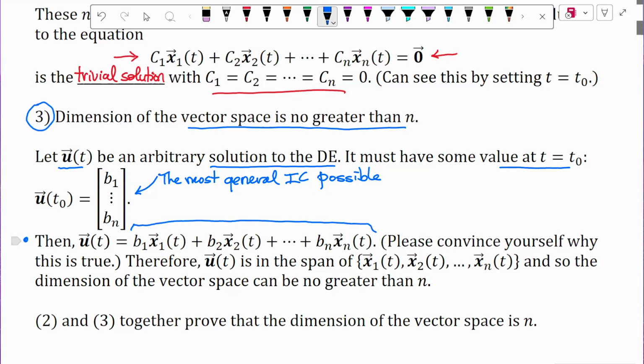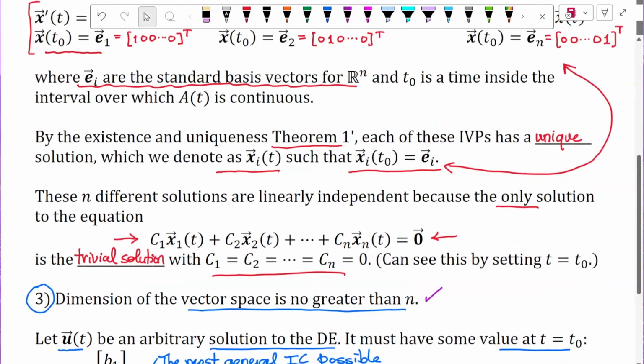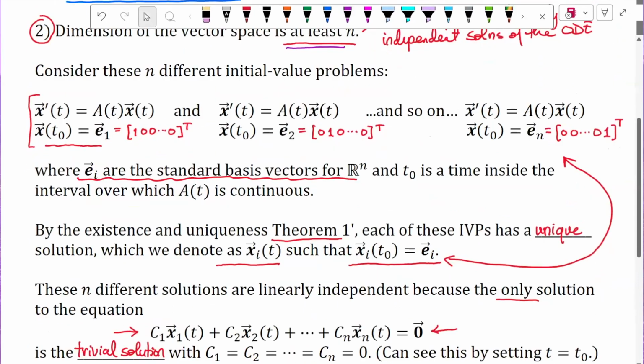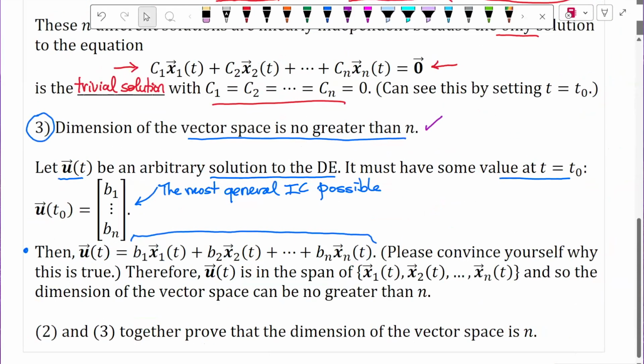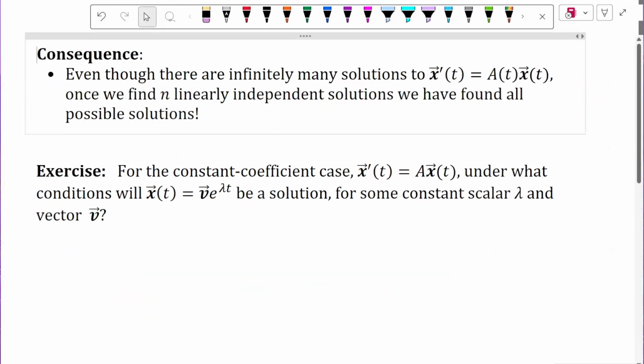Putting statements 2 and 3 together, in other words, the fact that we can have no more than n dimensions and we will have at least n dimensions, tells us that the dimension of our vector space is therefore going to be exactly n, and our theorem is proved. Let's go to the next page.